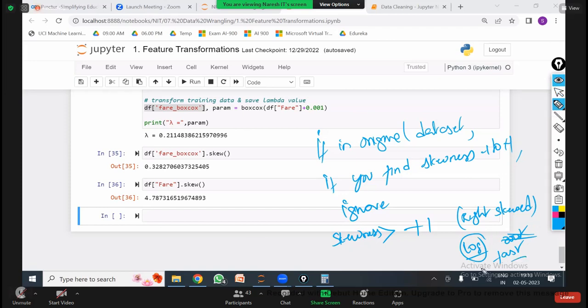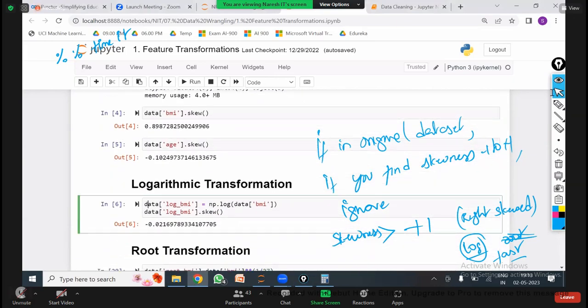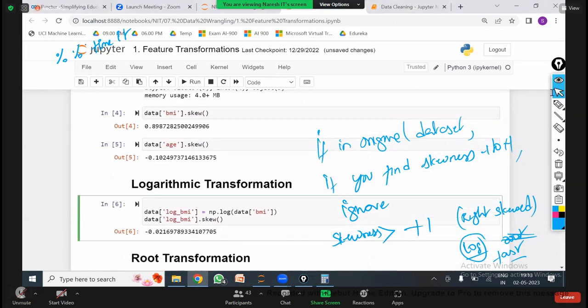Sir, how can I know whether it is fast or slow? Just by checking the time. How to check the time? Percentage timeit. If you write that, it will tell how much time it has taken for that particular cell to calculate. For example, this one is there. I'm calculating percentage timeit.